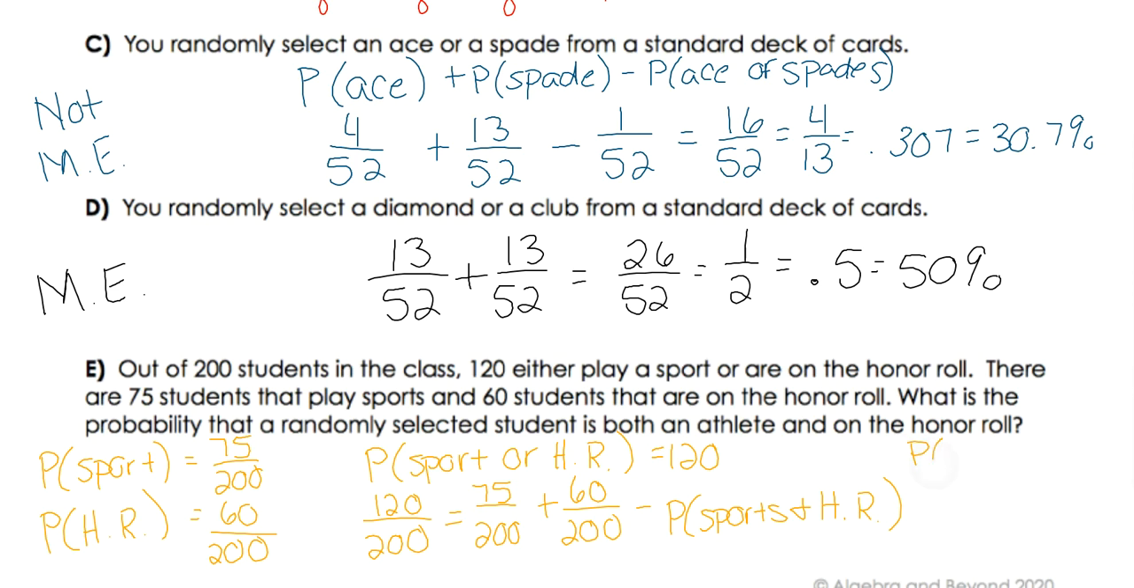So the probability of both is those 15 extras that we have double counted in that problem. So we had 15 out of 200 that were both playing a sport and on the honor roll. If we divide that out, it's about 0.075 or 7.5% of our students that are both.